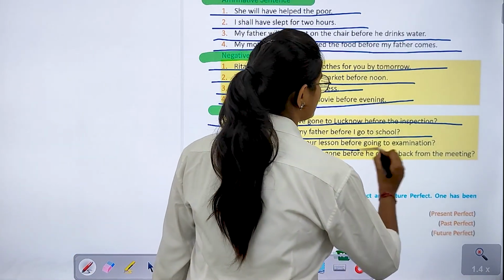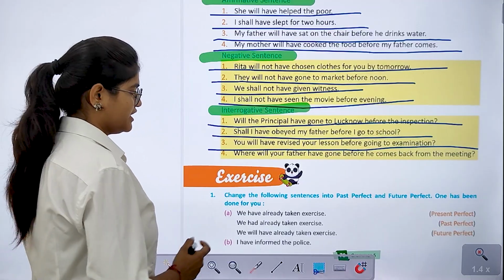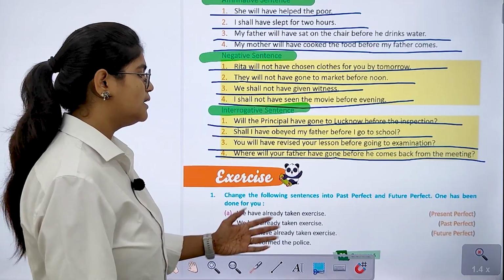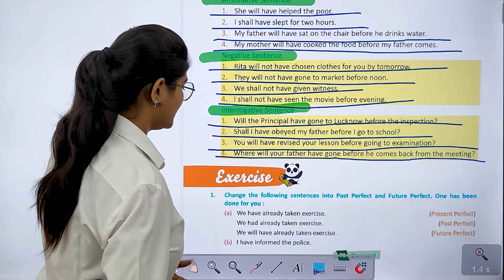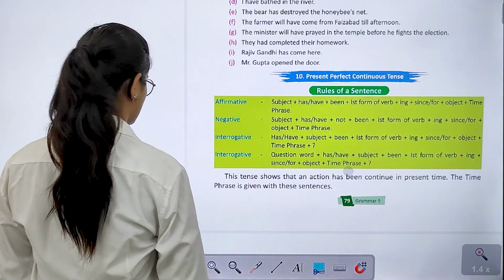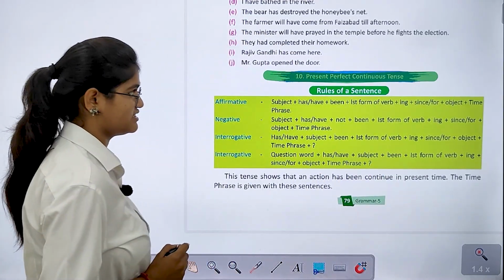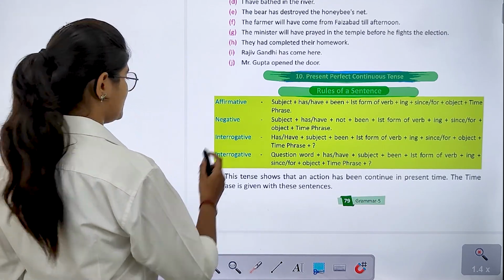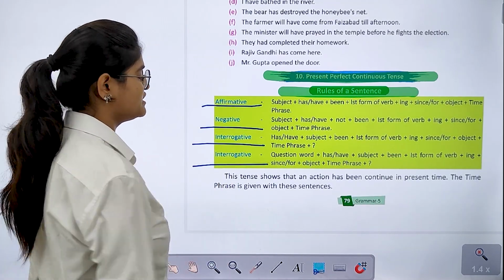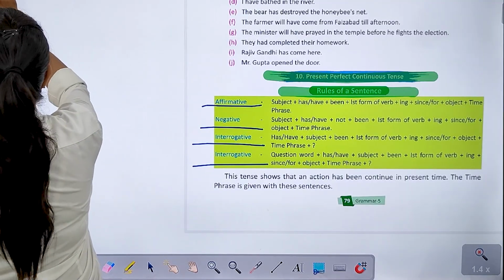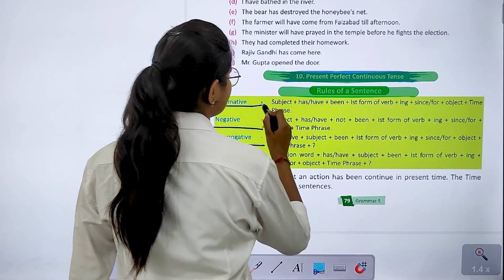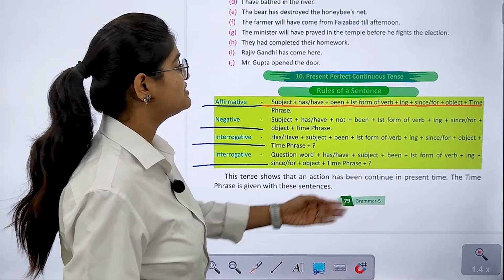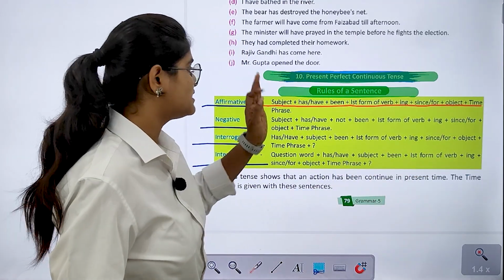You will have revised your lesson before going to examination. Where will your father have gone before he comes back from the meeting? Right? After that, let's move ahead to the next, which is the present perfect continuous tense. And again we have rules of tenses. So as earlier, affirmative, negative, interrogative and interrogative. So let's read that how are they going to be used. So subject plus has have plus been plus first form of the verb plus ing plus since or for plus object plus time phrase. Right?